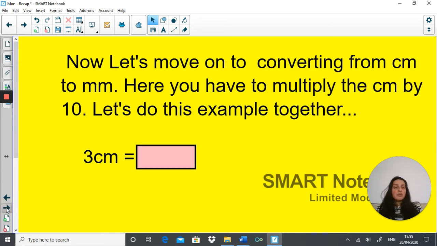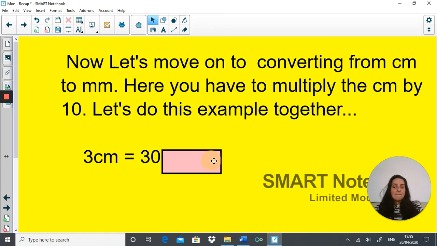Now moving on to converting from centimetres to millimetres, here you have to multiply the centimetres by 10 in order for you to work out what the millimetre equivalent is. Let's do this example together. So here we have 3 centimetres. In order to convert that into millimetres, we need to multiply 3 by 10. What is 3 multiplied by 10? That's right, it's 30 millimetres.